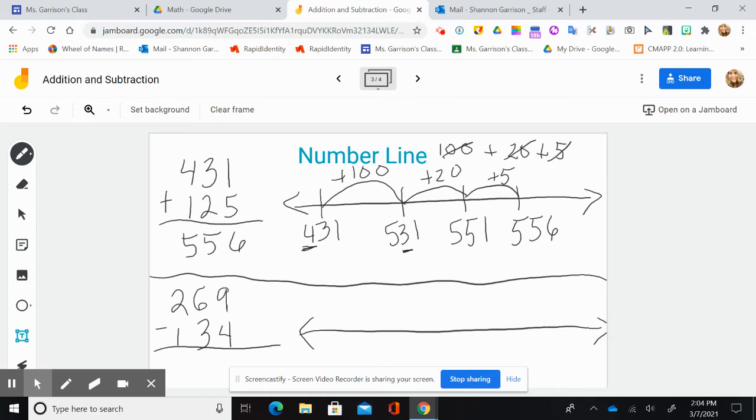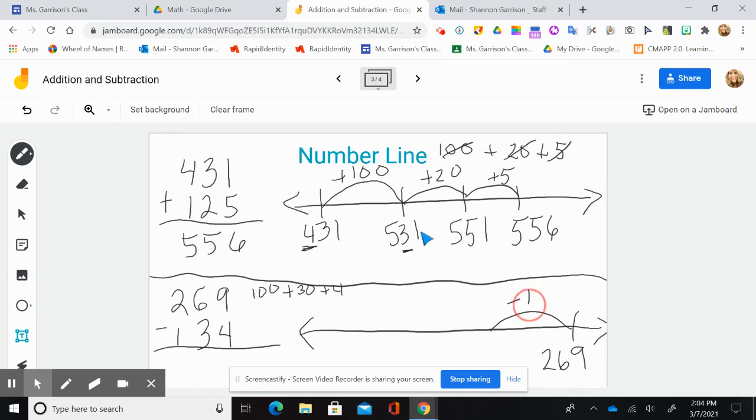Now let's talk about how to do it with subtraction. With subtraction, we talked about you still start with the biggest number, but this time it needs to go on the right side because we want the numbers to get smaller this time. So we know if we break down 134, I'm just going to write it up here, it's 100 plus 30 plus 4.